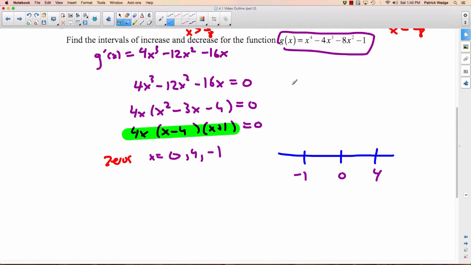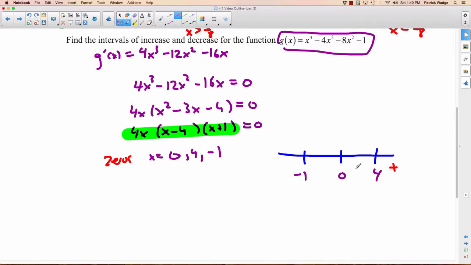All right, let's go. Let's pick a point up here. I don't know, I'll pick 10. 4 times 10, that's definitely positive. 10 minus 4, that's definitely positive. 10 plus 1, that's definitely positive. Positive times positive times positive is positive, so I'm going to put a plus right there.